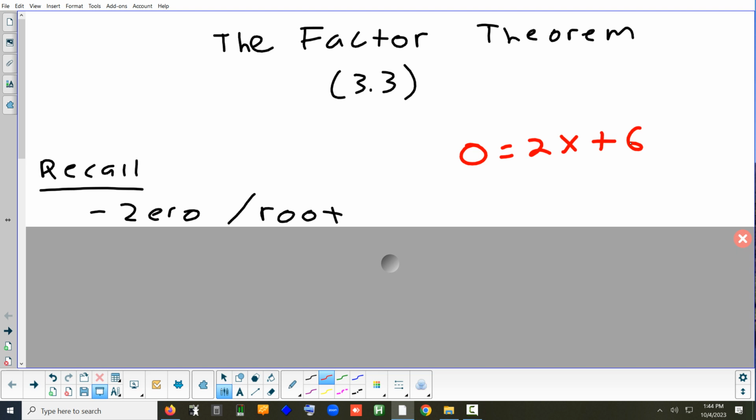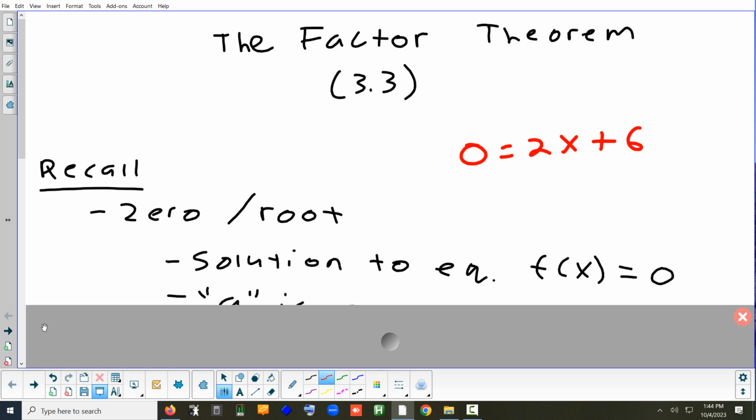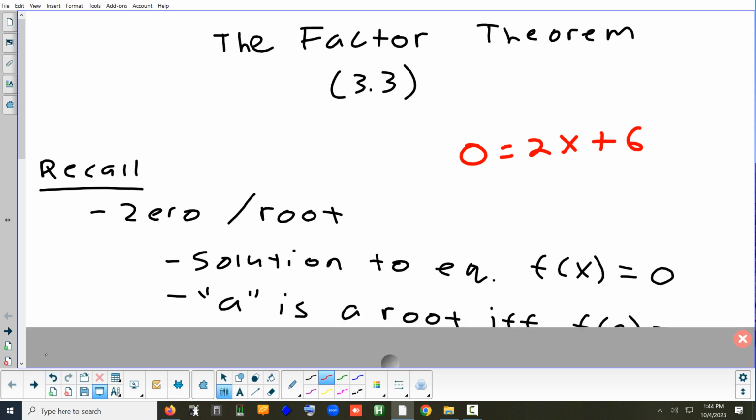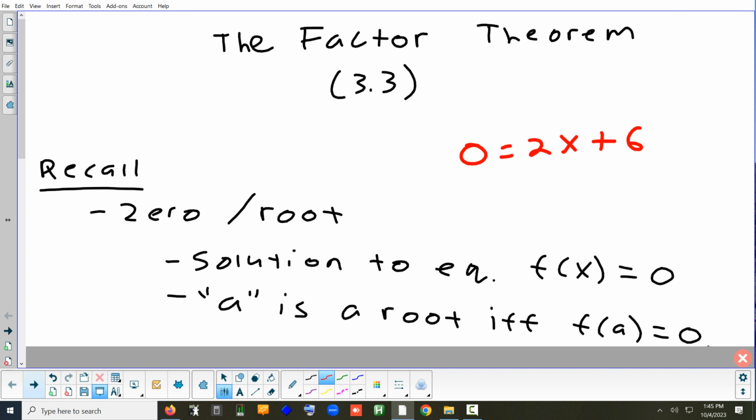And -3 is also the number that you can plug in for x and then get what for y? 0. Yeah. So it's the number you plug in for x and you end up getting 0 as the answer. So it's the solution to setting an equation equal to 0. That's how you find a root. With a linear equation, there's only one. With a quadratic, you can have up to how many roots? Up to 2. Yeah.